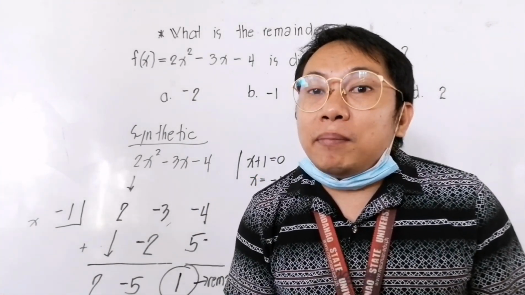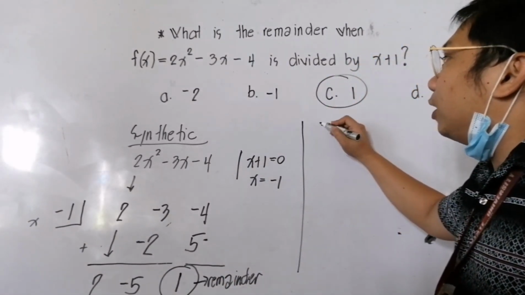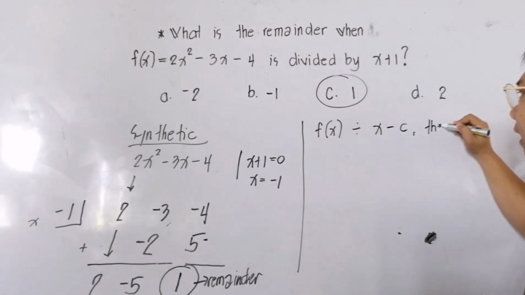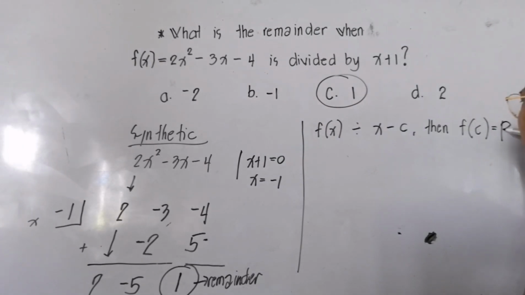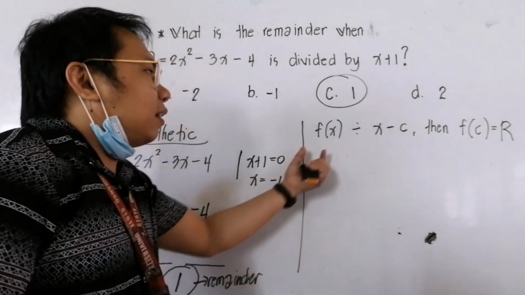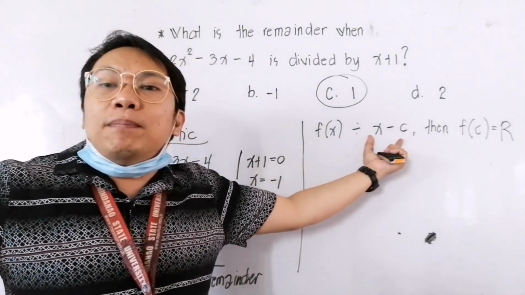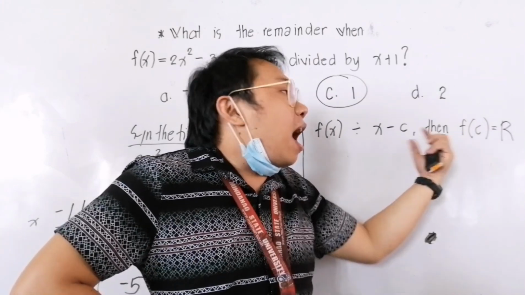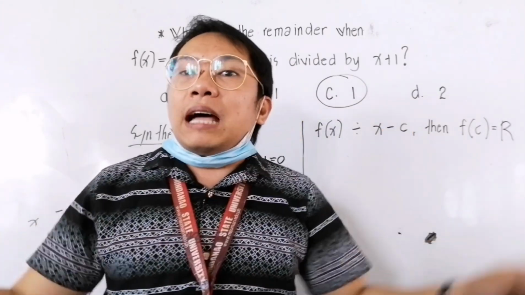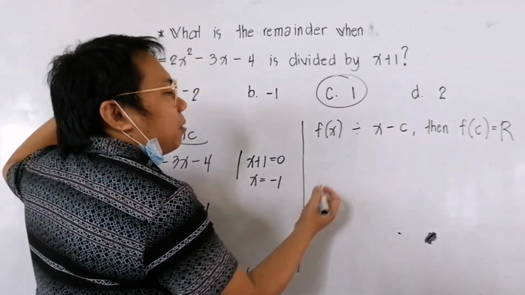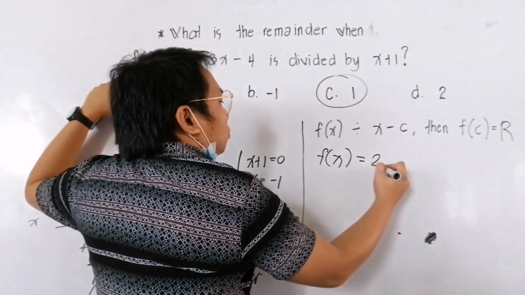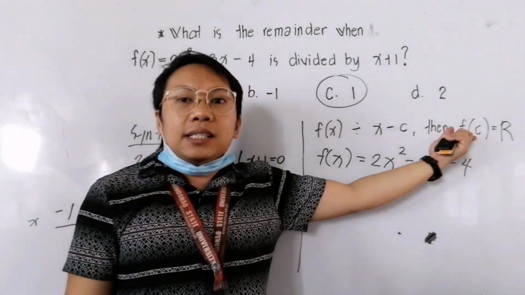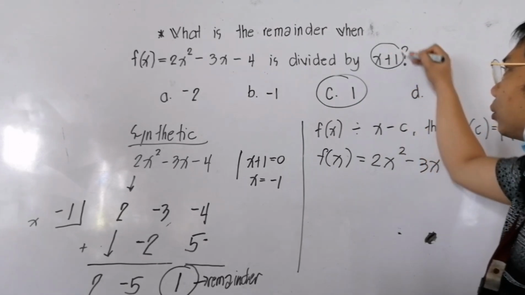How about using the remainder theorem? When a given polynomial function f of x is divided by x minus c, then f of c is simply your r. What do you mean by that? When a given polynomial function f of x is divided by a binomial x minus c, then the remainder is simply the value of the function f at c. So, to lessen the abstraction, this is what will happen. Since our given polynomial function f of x is equal to 2x squared minus 3x minus 4, what is now c? c here is from our divisor x plus 1.